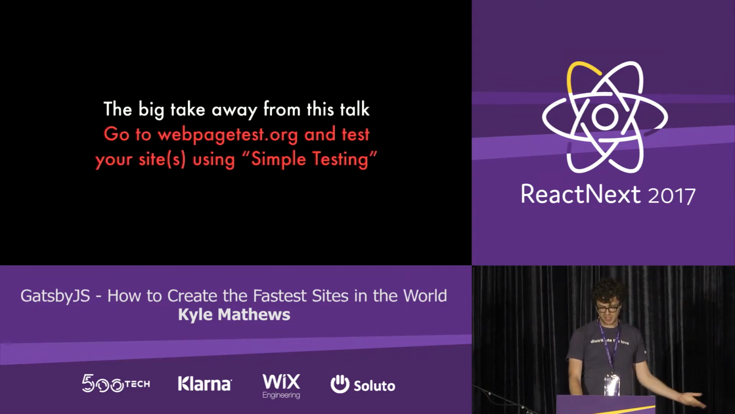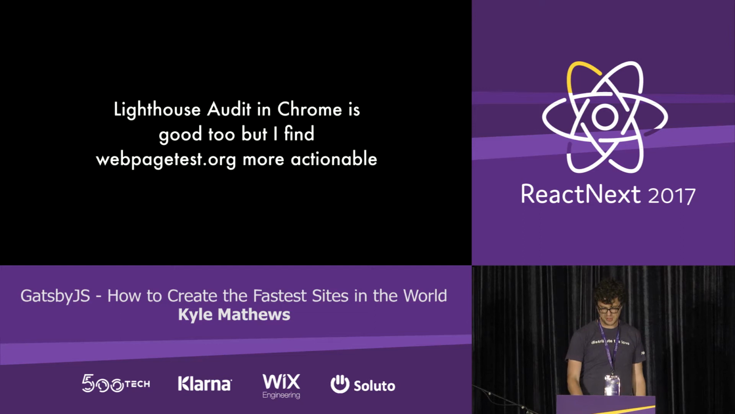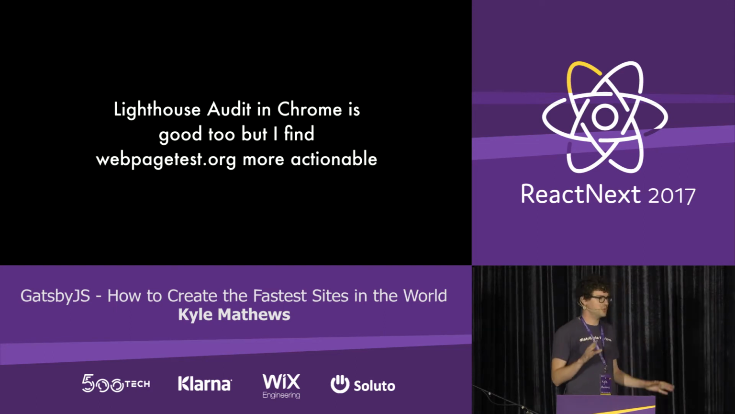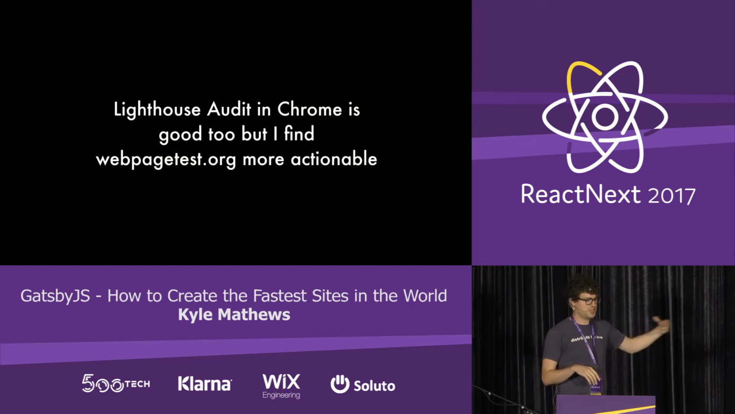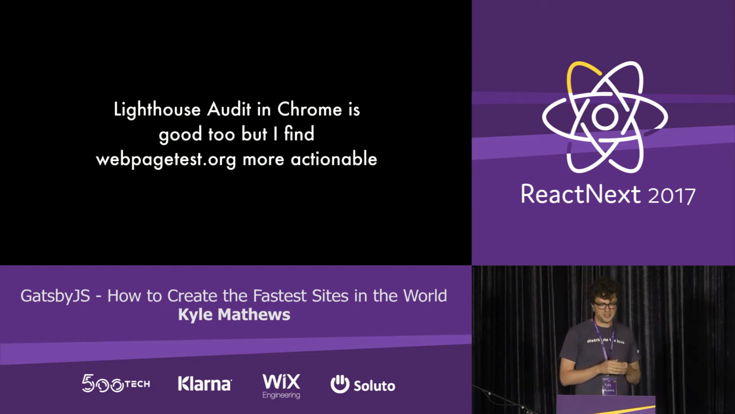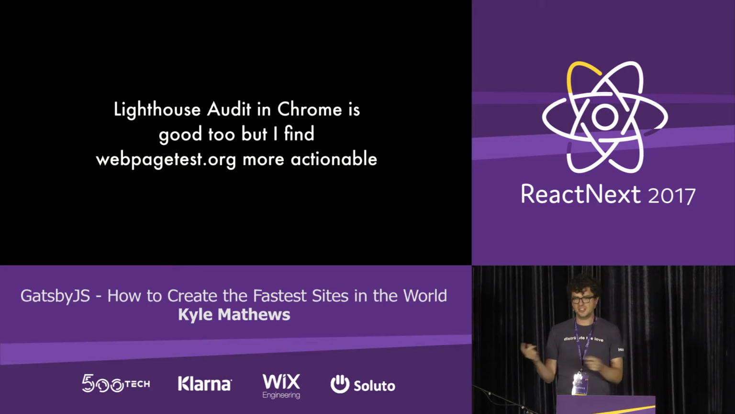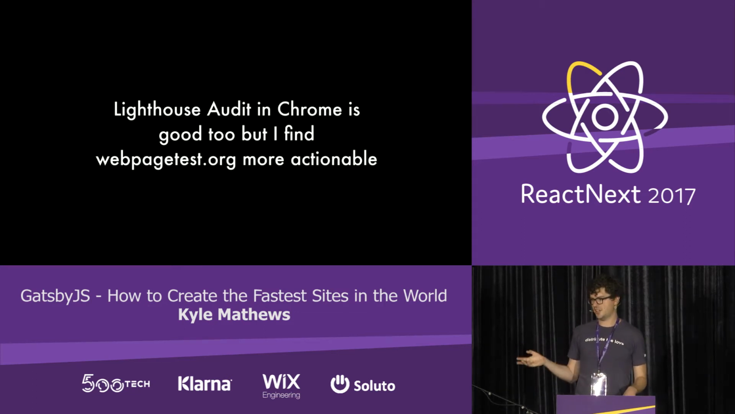So go there and test your site using their simple testing options. There's also Lighthouse Audit, which Chrome recently added to their DevTools under the audit section. It's good, but more high level. WebPageTest is much more actionable and gives you a lot more detail about what's happening. Lighthouse Audit gives you a nice score, so you can take that to your manager and say, hey, we got a really bad score on the Lighthouse Audit, and then go to WebPageTest and use that to figure out how to make things faster.